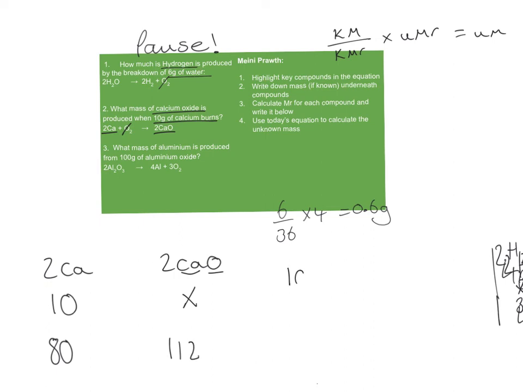Put it in the equation. 10 mass, known MR 80, times by unknown MR. So 10 divided by 80 times by 112, and that equals 14 grams. So when you burn 10 grams of calcium, you make 14 grams of calcium oxide. That's not bad. And then final equation then.